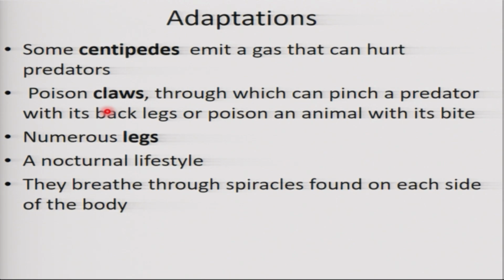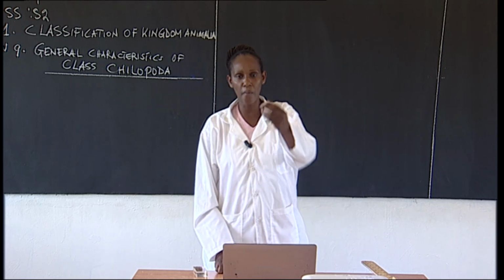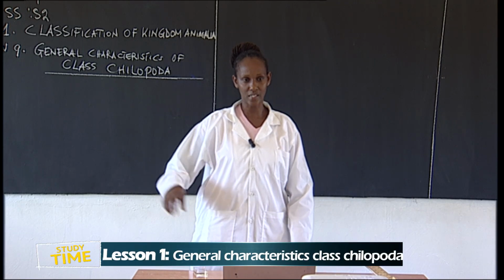So the presence of the clue helps them to produce a poisonous substance. When the predator tries to attack, it bites or pinches it, then it introduces that poison. Therefore, the predator will eventually die because the venom is dangerous to the predator, all right?